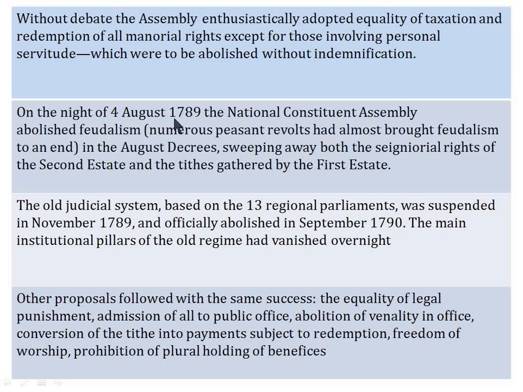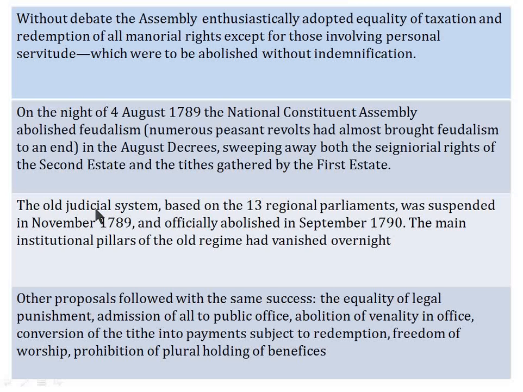On the night of 4th August 1789, the National Constituent Assembly, we got the name of that particular assembly, abolished something. Numerous peasant revolts had almost brought something to an end. In the August decrees sweeping away both the rights of the second estate and something. So in the second paragraph I got three things: a timeline, the name of an assembly, and they have abolished something in this. Okay, next find the third one.